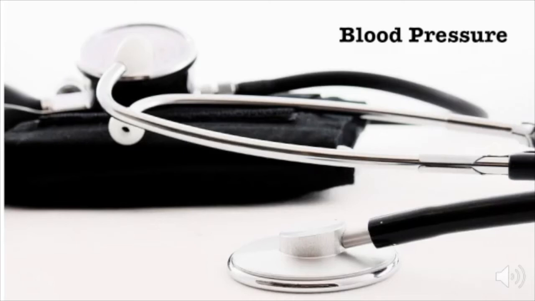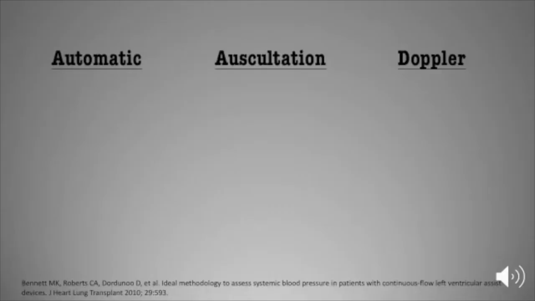Blood pressure, on the other hand, is a little different. Because the LVAD is working as a continuous pump, systole and diastole are altered, so obtaining an accurate blood pressure can be difficult. How are you going to obtain this patient's blood pressure? Because blood pressure cannot be measured as accurately in an LVAD patient, studies were done to determine the most accurate way to check a blood pressure in an LVAD patient. I'm going to talk about a study by Bennett et al. in 2010, published in the Journal of Heart and Lung Transplantation.